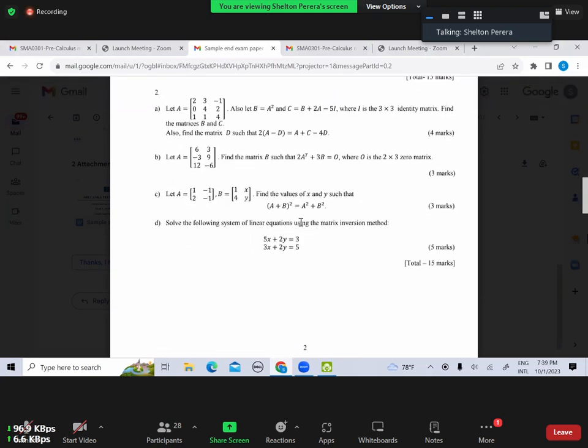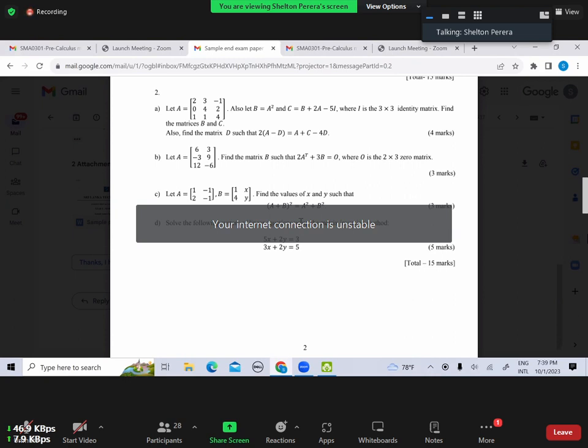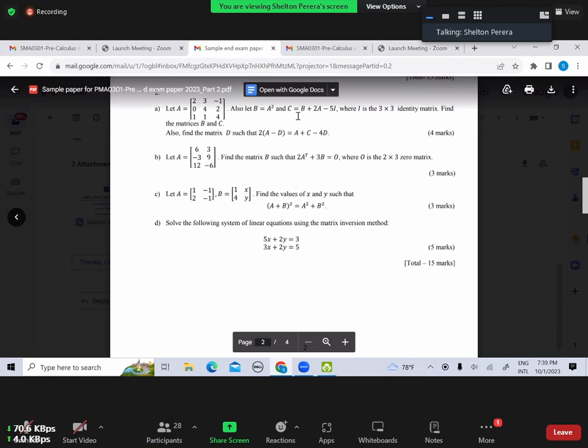2. Let A be this matrix. Also let B be A squared. A squared is A times A. C is B plus 2A minus 5I, where I is the 3 by 3 identity matrix. Find the matrices B and C. If you first find B, you can find C, because you can put that B here. No? Also, let B equal A squared. So let us start the problem.